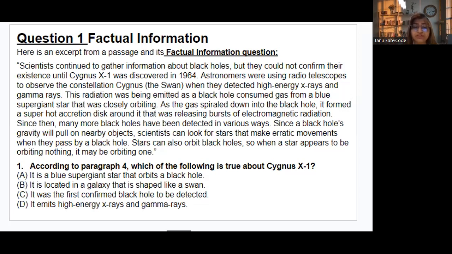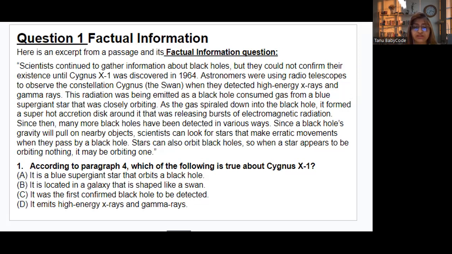See the third one, it was the first confirmed black hole to be detected. Yes, and that is true. See, scientists continued to gather information about black holes, but they could not confirm their existence until this was discovered, right? This radiation was emitted as a black hole consumed gas from a blue supergiant star that was closely orbiting, right? So that means it was a confirmed black hole which they detected. So this can be a correct answer.